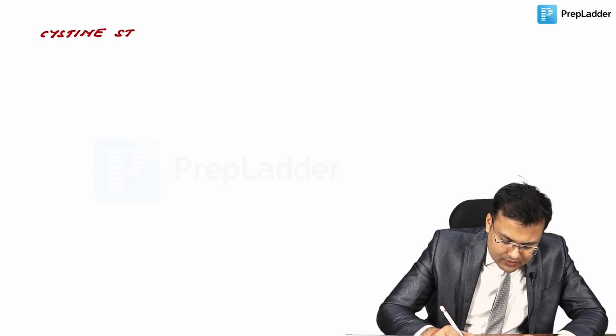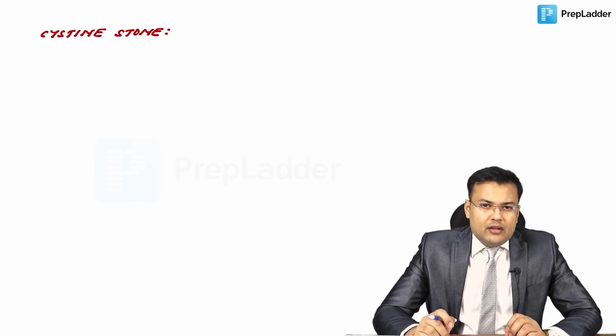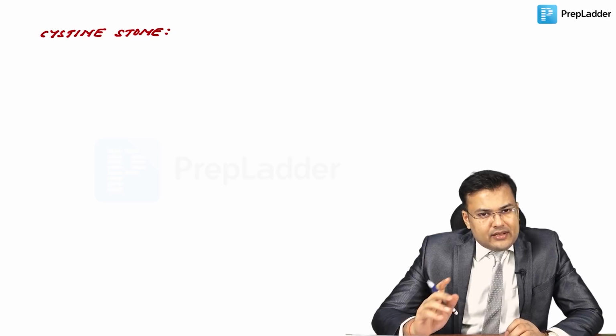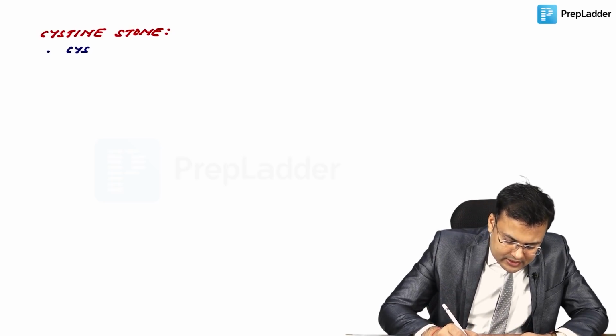Cysteine stone. Cysteine stone is seen in cystinuria. What is cystinuria? It's a metabolic disorder. Cystinuria means there is increased concentration of cysteine in the urine. So it is seen in cystinuria.